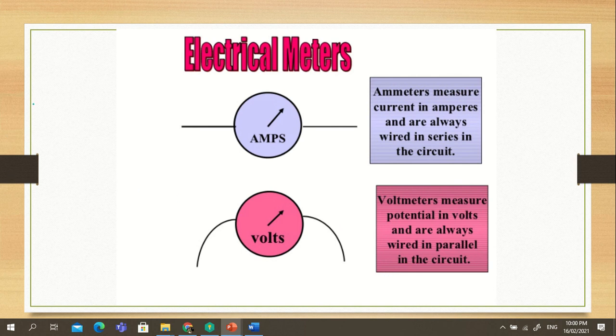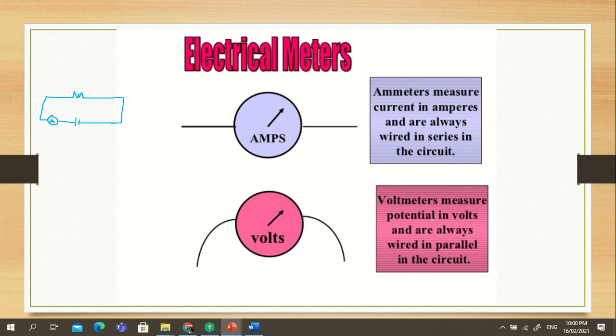So when you have a circuit something like this, and you have the voltage source something like this, you put the ammeter in series. So you have the ammeter, okay, so this is in series. So that is what is meant by this statement here.